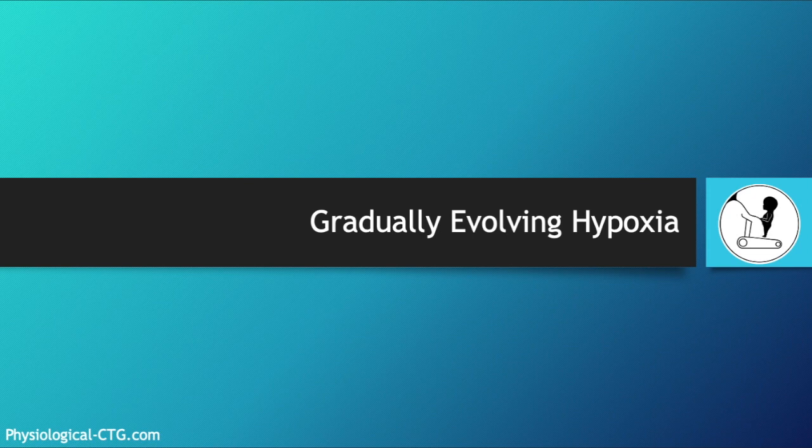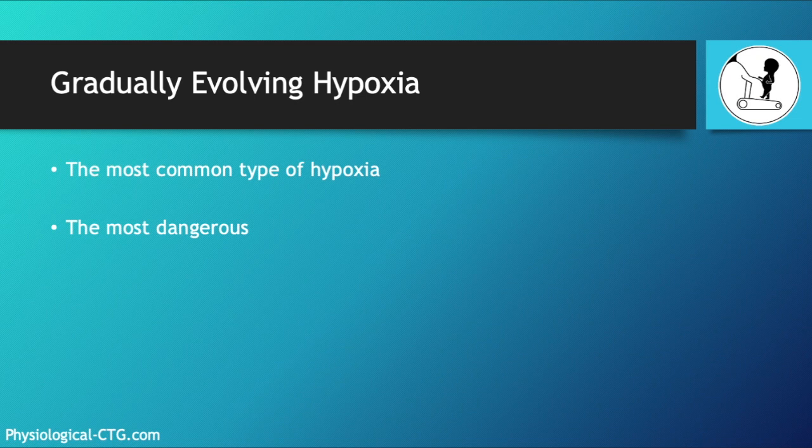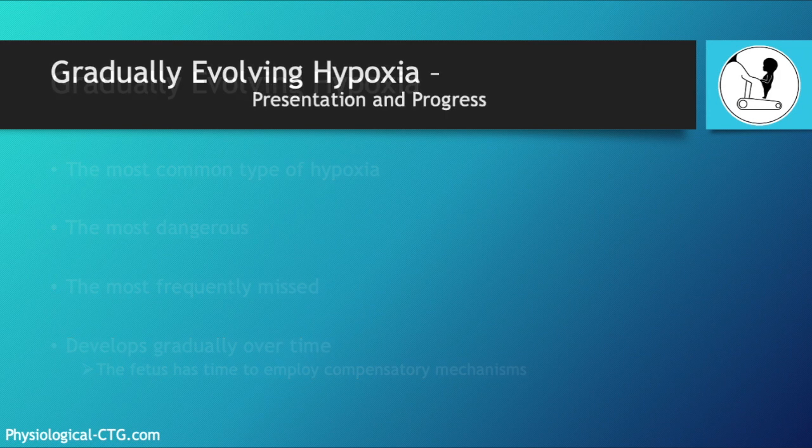Gradually evolving hypoxia. Gradually evolving hypoxia is the most common type of hypoxia seen in labor. It is the most dangerous, as it is the most frequently missed. The hypoxia develops gradually over time, giving the fetus time to adapt to the hypoxic environment and employ its protective mechanisms.